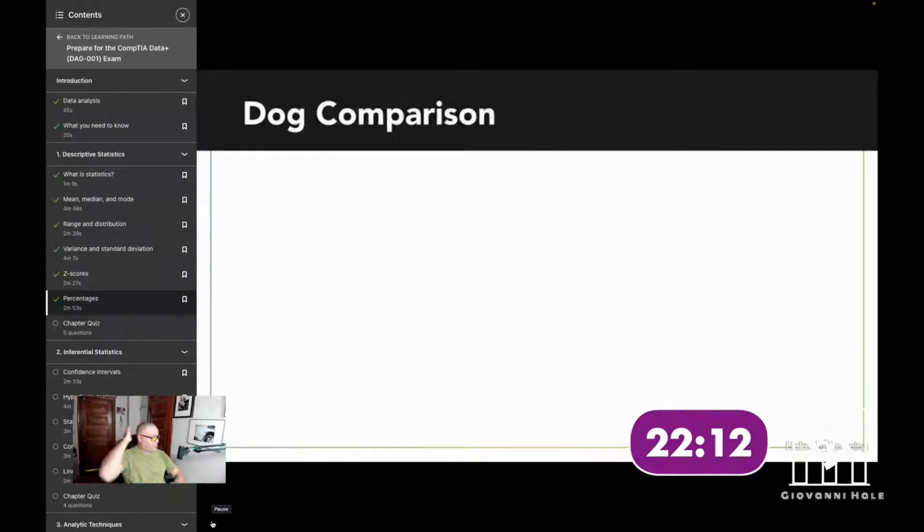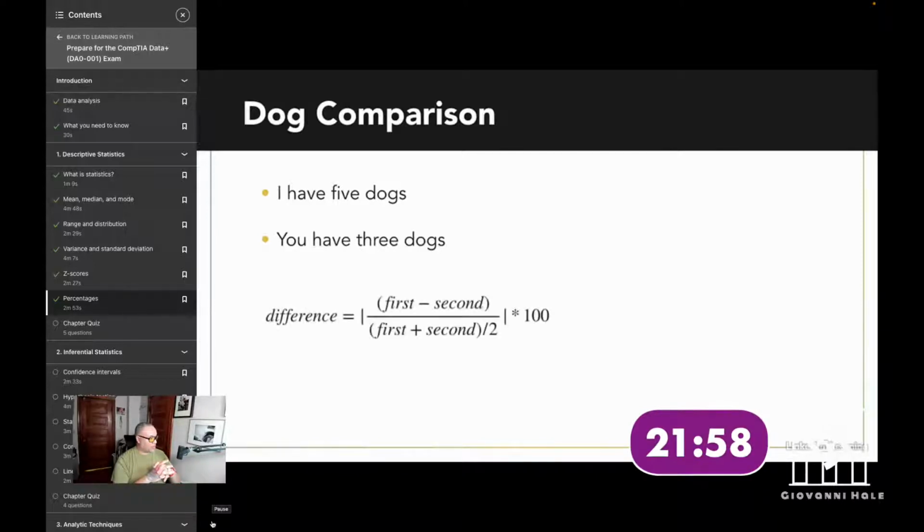Now let's try another example. Let's say that I have 5 dogs, and you have 3 dogs, and I want to measure the difference between us in number of dogs. This isn't a problem about change. My dogs didn't change into your dogs. It's a problem about difference, so I use the formula for percent difference. I plug all the data into that formula, and I learn the percent difference is that I have a 50% difference between the number of dogs that I have and the number of dogs that you have. That's how we can use percentages in statistics.